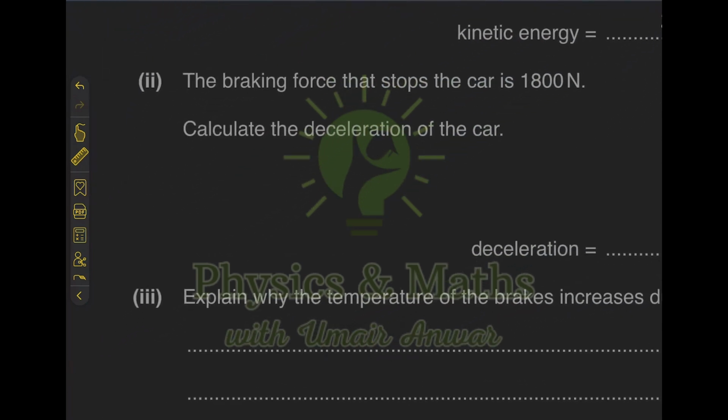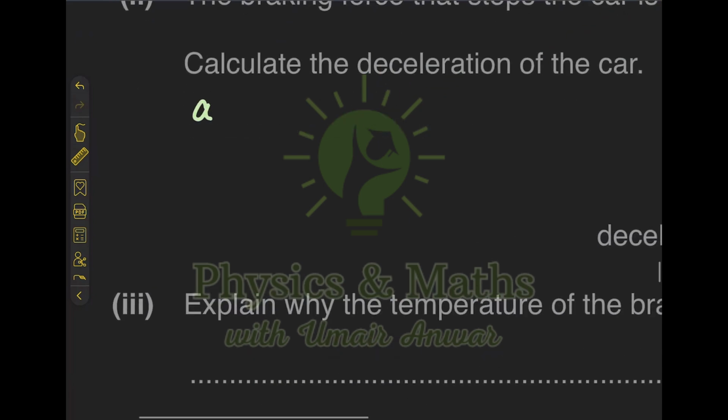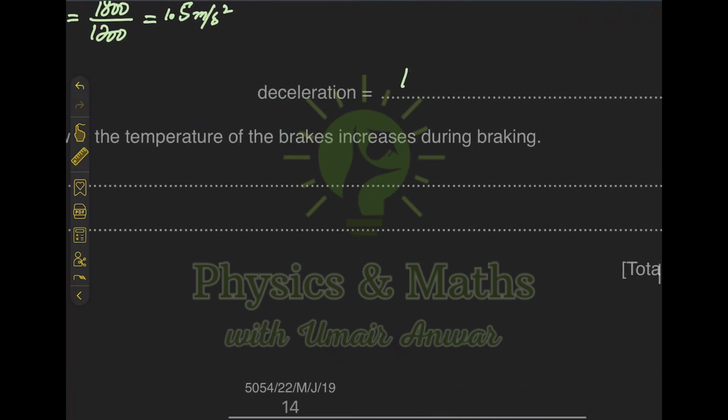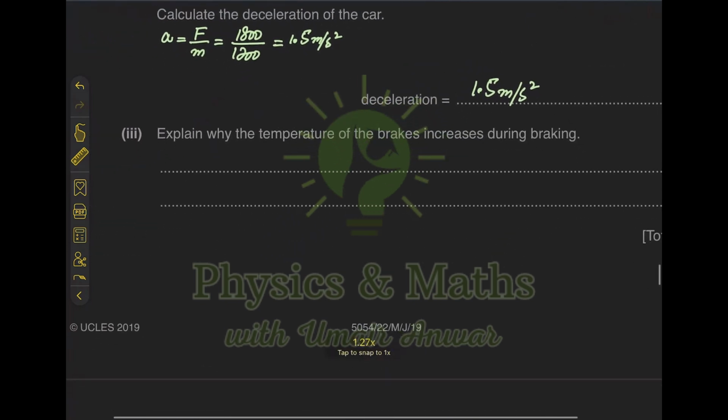The braking force that stops the car is 1800 newtons. So with this force, the car is going to be stopped. Calculate the deceleration on the car. Now, for acceleration or deceleration, we use the formula a is equal to force divided by the mass. The force is 1800 newtons, and the mass of the car and the driver combined is 1200. So the answer comes out to be 1.5 meters per second squared. So the deceleration with which the car is stopping is 1.5 meters per second squared.